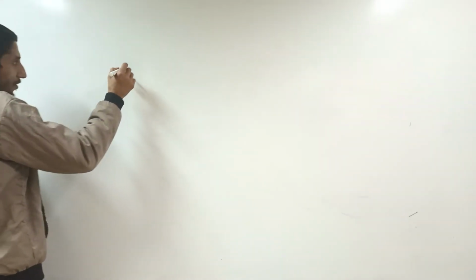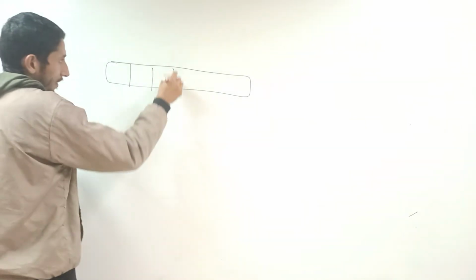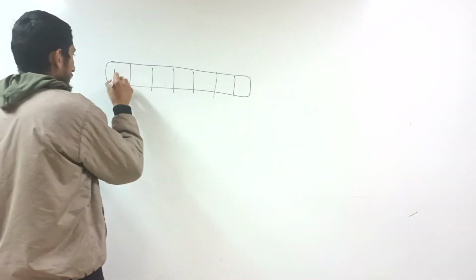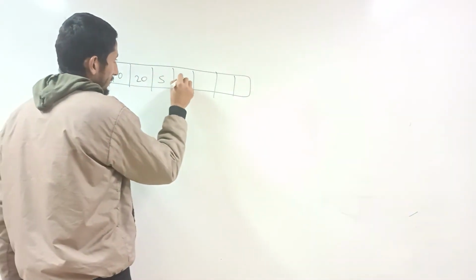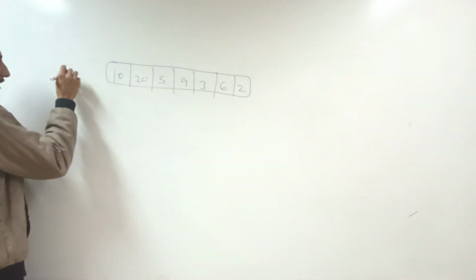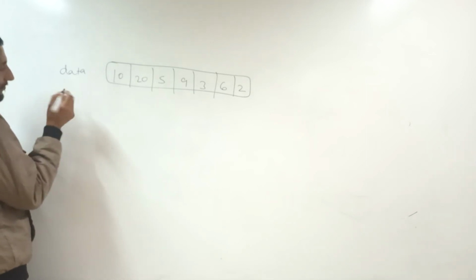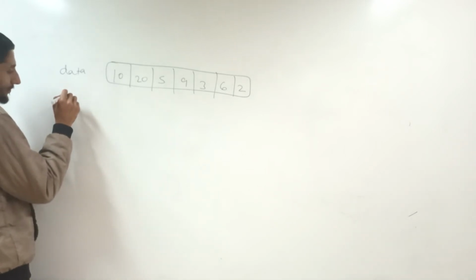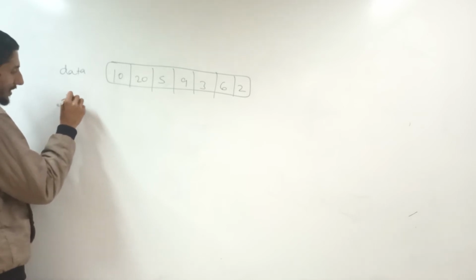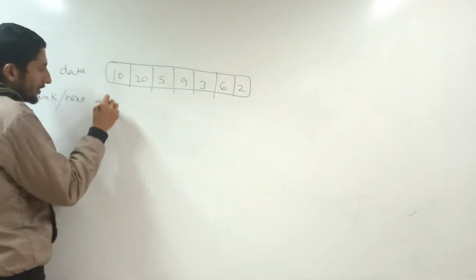So let me explain to you. Let's say I have implemented a linked list with the help of an array. So what is the condition? The condition is I have the data like this: 10, 20, 5, 9, 3, 6, 2. That is the data part. And the next one is the next block. We can write next block, or we can say link, whatever you like. Okay, that is the link part.